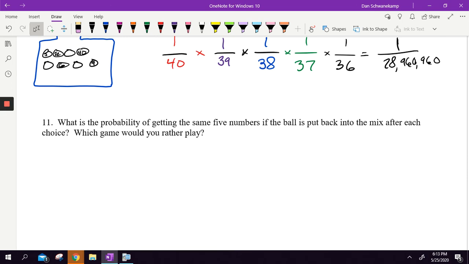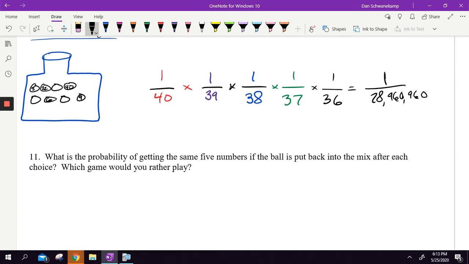What is the probability of getting the same 5 numbers if the ball is put back into the mix after each choice? Which one would you rather play? So imagine the same game, but each time I draw the ball, so let's say I could draw the number 1, and then I could draw the number 1 again, and again, because I'm replacing the ball. It's getting put back into the mix.